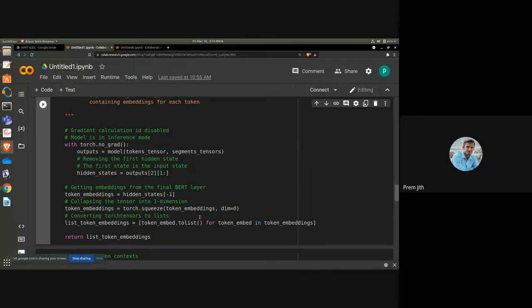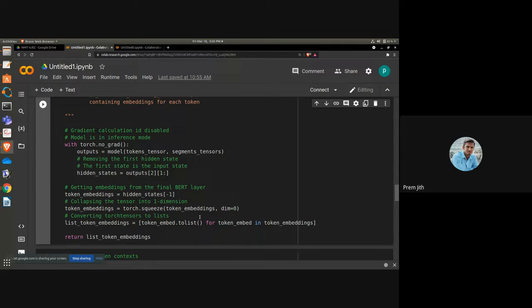Okay, so just taking the model output like this, and hidden state is equal to outputs of 2 column to 1 column. So in the second row, first column, all the elements. That's how we obtain the hidden state. And once you get the hidden states, hidden state can handle a lot of information. So in the final layer only, you can find the token embedding.